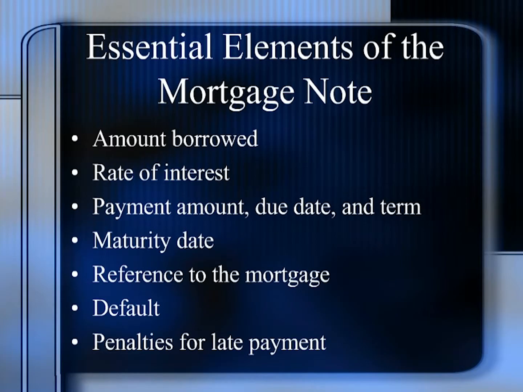The essential elements of a mortgage loan, things that you'd have to know, are the amount borrowed, the rate of interest to be charged, is it fixed or is it an adjustable rate, which we'll talk about a lot in chapters 4 and 5, the due date, the term, the payment amount, the maturity date, reference to the mortgage's default, what you'd have to do to be in default, and penalties for late payment.